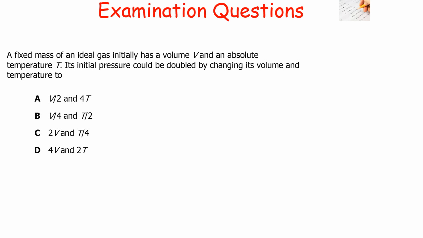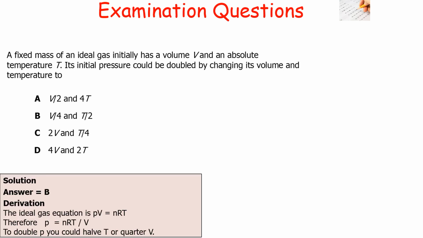Well, our answer here is going to be B, because the ideal gas equation is PV equals nRT, so therefore P equals nRT over V. So to double P, you could either half T from the question, or you could quarter V, and then you would work it through like that. So our answer would therefore be B.